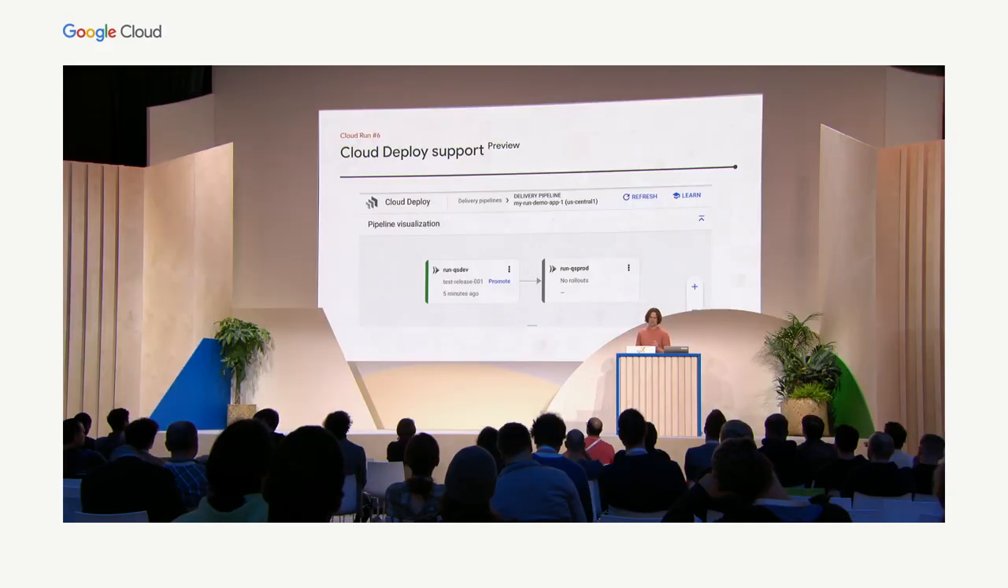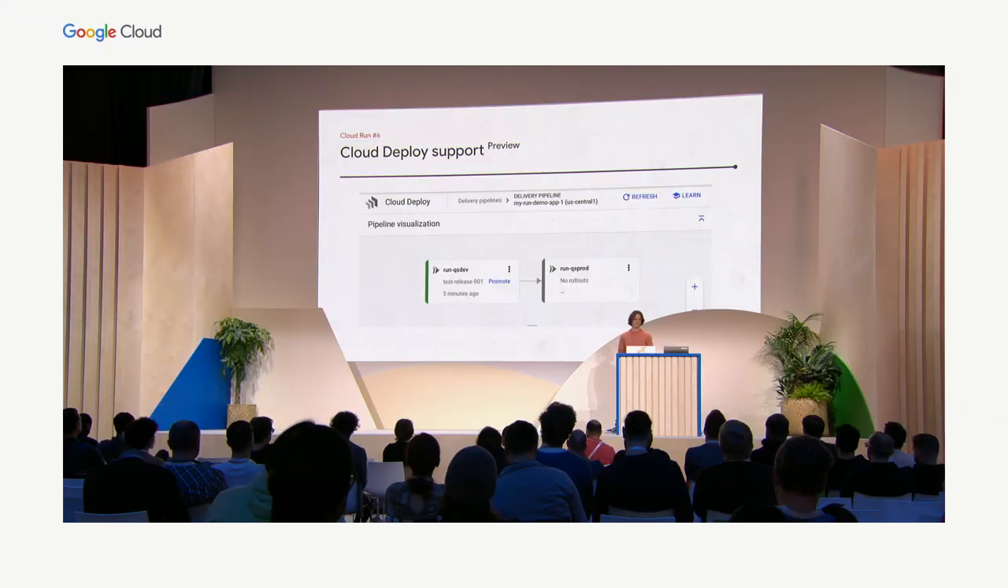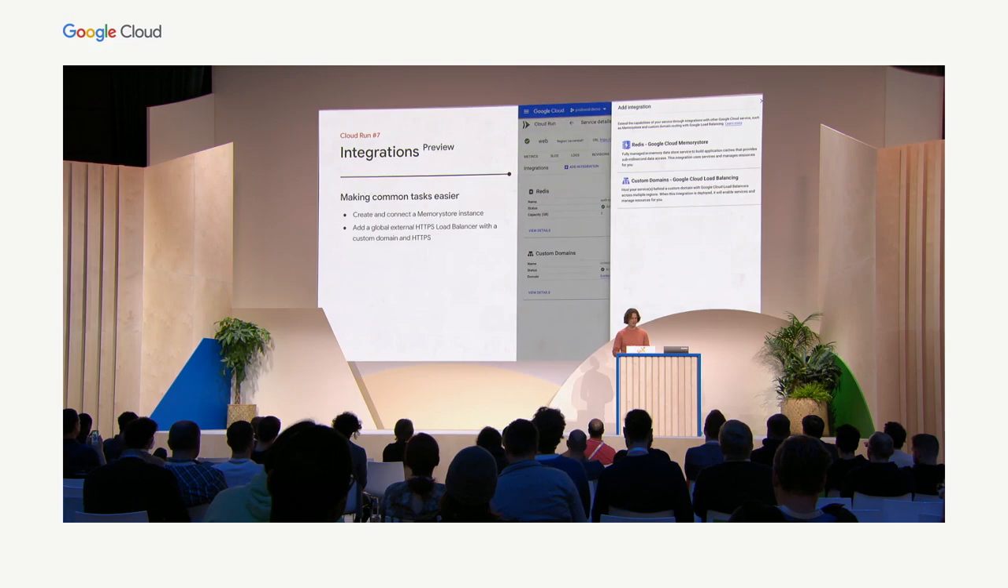Feature number six, Cloud Deploy is a fully managed continuous delivery solution, and it lets you manage the release of your container in a pipeline. So with Cloud Build, it was a bit of manual work to get that all working. So with Cloud Deploy, you can manage that from developer environments to staging to production. And it now has direct support for Cloud Run.